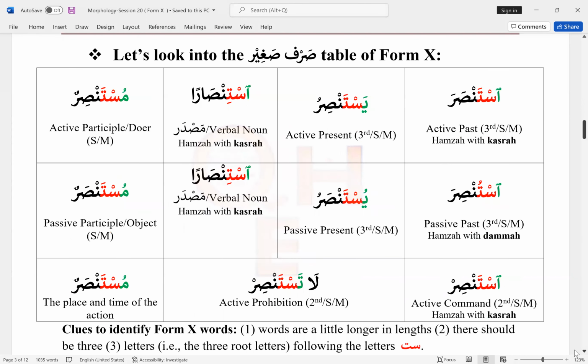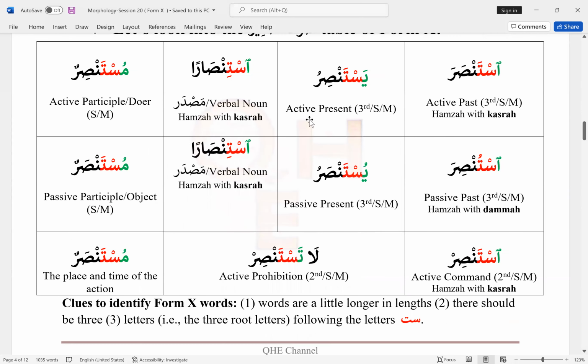Sorf-Sogit table, as we said before, it's like an abridged table. It carries all kind of conjugations in terms of singular form. So first, we have 3 rows here. The first row is corresponding to active conjugations. Second row corresponding to passive conjugations. Then we have command form, we have active prohibition, and then we have ismul dharf. So let's go over the conjugations.